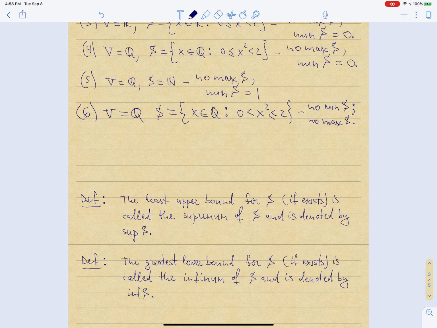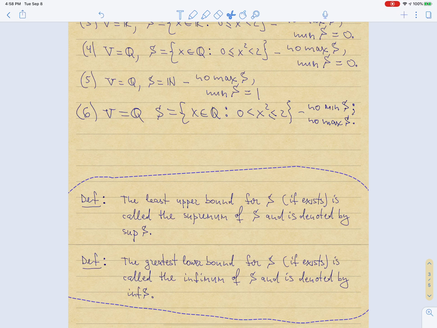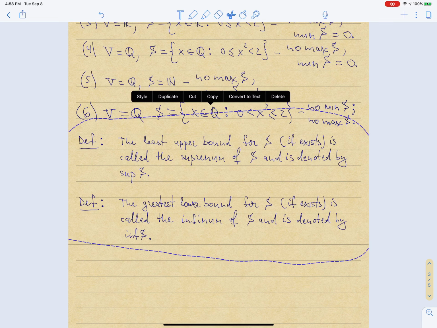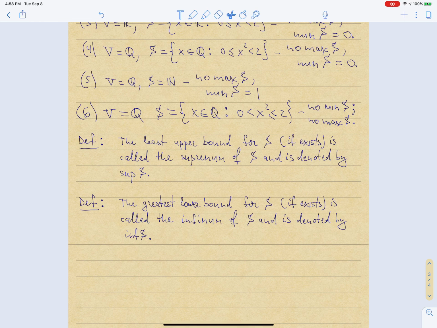Okay, and then the last two definitions that we will need to know are going to be the following. So let's say I have a set. That set has an upper bound. Then I already said that if I choose any number larger than this upper bound, then that is going to be an upper bound too. How about if I choose a smaller number? Can I guarantee that is an upper bound?